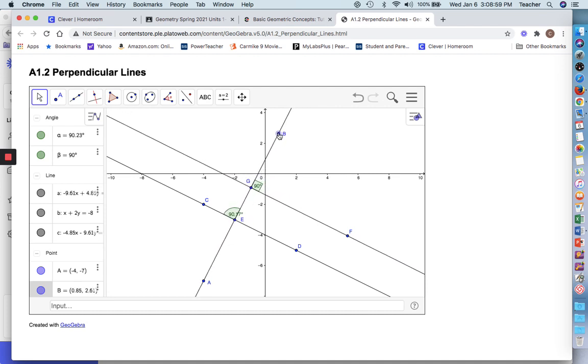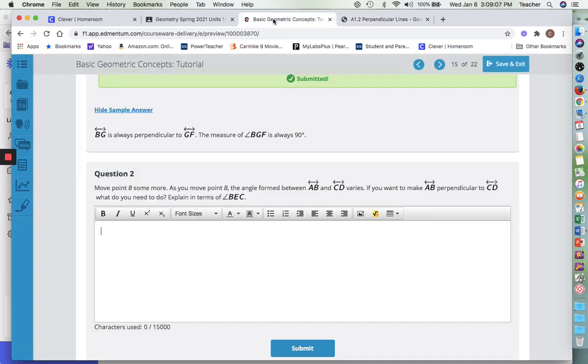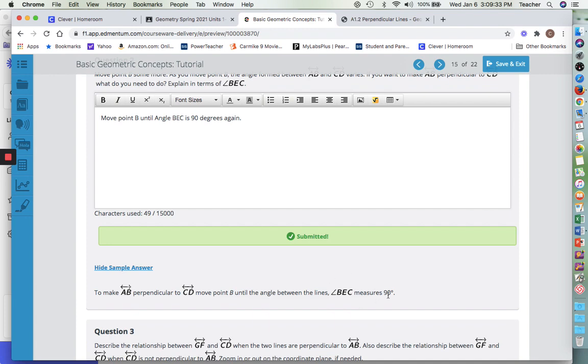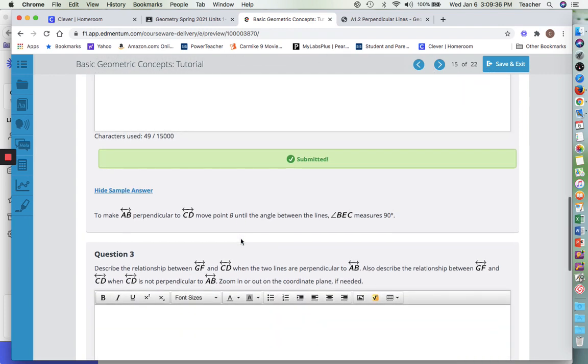So I'm just trying to get it back to 90, which is going to be incredibly difficult to do, unless I have a steady hand. There's 90.1, pretty darn close, but not exactly the same. All right, so if you want to make AB perpendicular to CD, what do you need to do? Explain in terms of BEC. Well, I've got to move point B until angle BEC is 90 degrees again. And that's it. So just make sure it goes back to being 90 to be perpendicular.